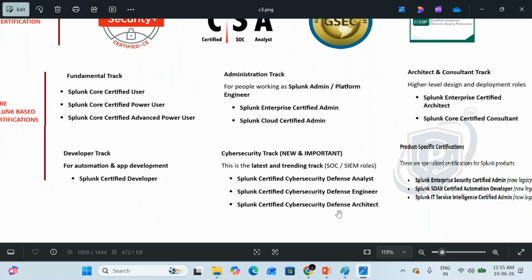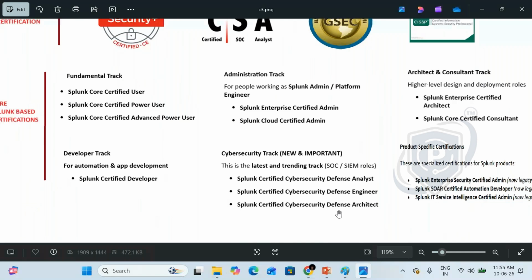For example, instead of doing the above, if you do this one, you will be suitable for both Splunk as well as security. It's your wish. You can do both, or you can do any one. But my recommendation is, if you do it like this, you will be suitable to get a job in both areas. Understand? Yes, sir.